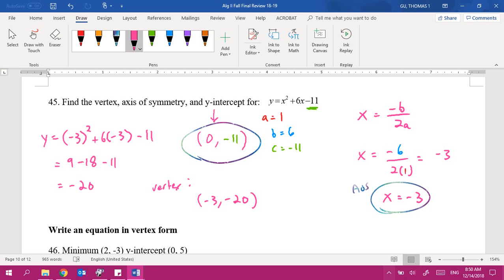So you see the negative 3 came from the axis of symmetry, and then the negative 20 came from plugging in the negative 3 to the equation.